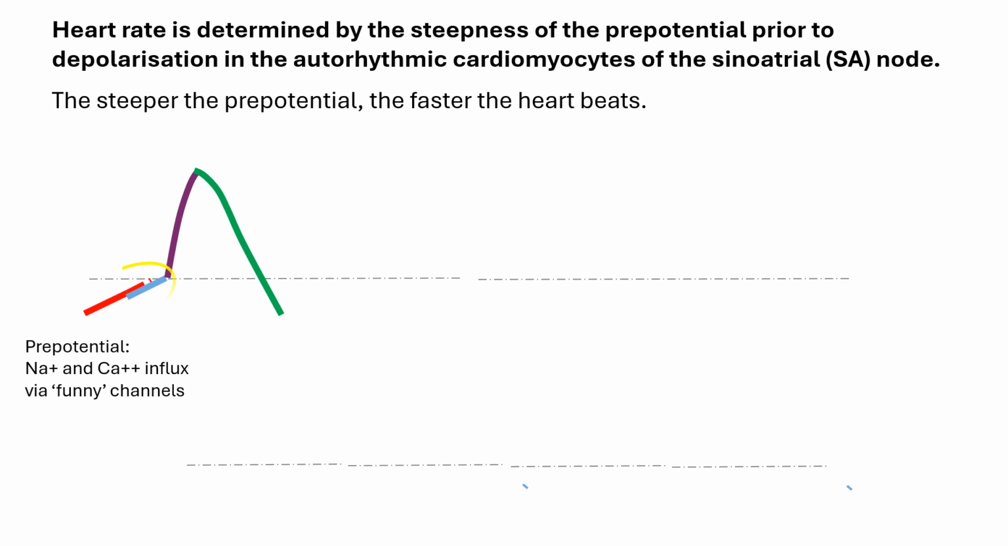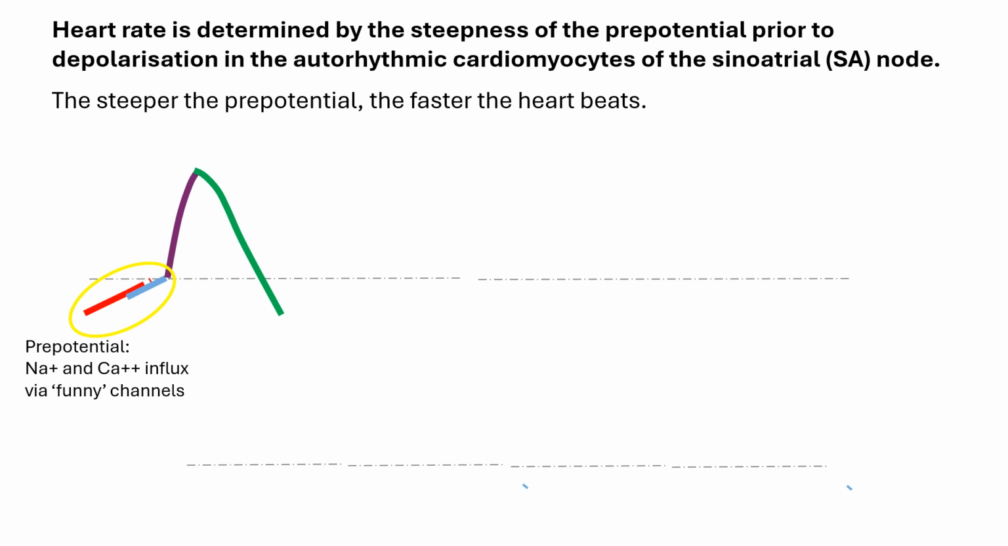So if we look at this pre-potential, the pre-potential is that bit below the dotted line. The dotted line represents something known as threshold. Threshold is just prior to you getting full depolarization. So looking at the pre-potential, we have an influx of sodium and calcium. Influx means that sodium and calcium flow into the cell, and this is through their own specific channels. In terms of the pre-potential, these are called funny channels, and actually the pre-potential is called funny current.